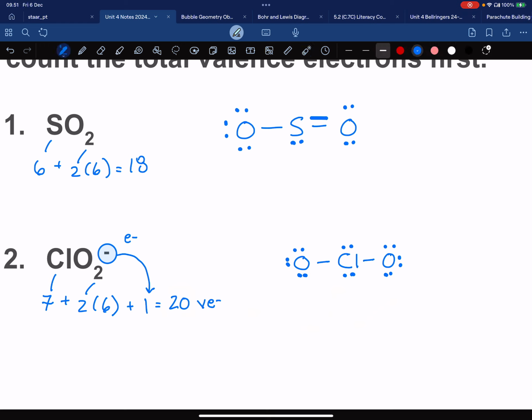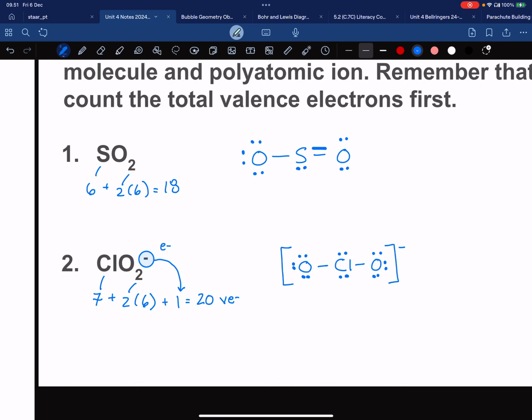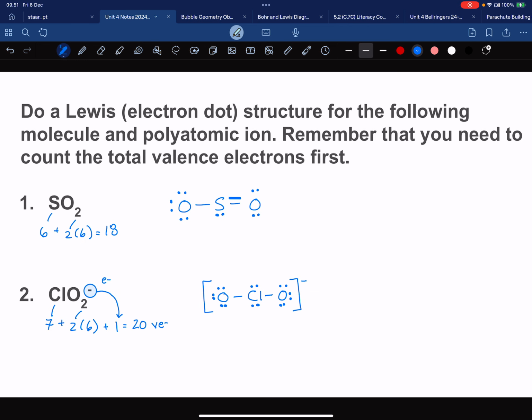Now technically, if you have an ion, you enclose it in brackets, not parentheses, but square brackets, and you put the charge on the outside. And that is the fully correct way to do a Lewis structure for a polyatomic ion.